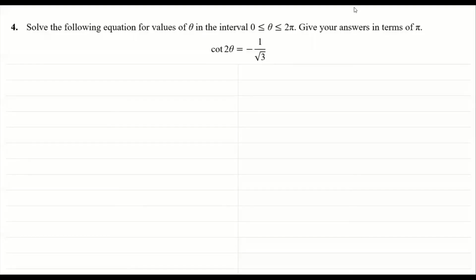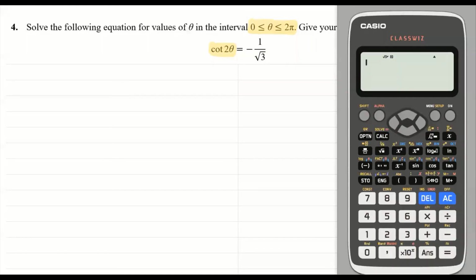There's no accuracy stipulated for this, so I think that will do. And our final example today, example 4, we're going to put a lot of these ideas together now in solving an equation. So we have an interval in radians from 0 to 2 pi, and we have the cot function, okay? And we also have the cot of 2 theta. So there's a lot of stuff we need to consider here in order to get this correct.